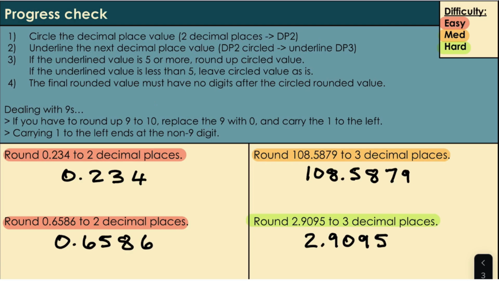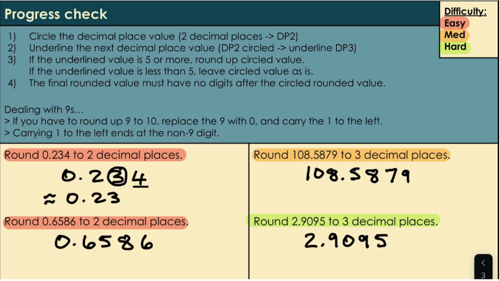Progress check. Have a go yourselves, then check your answers with mine. First example, we circle the 3, our second decimal place. We underline the 4. Well, 4 is less than 5, so the 3 will remain as 3. We round down. No digits after the 3, and we're done.